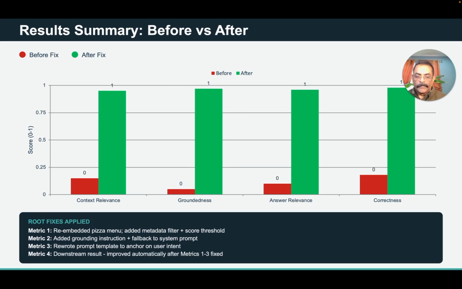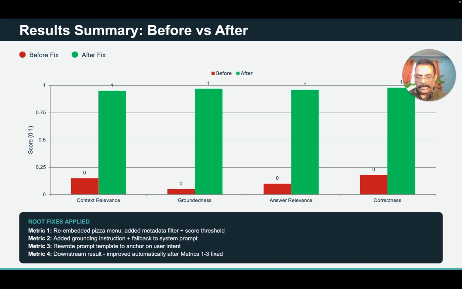So if you look at the re-embed menu here, right? Embedding is a big thing, right? Look for what the embedding size is, and then grounding instructions, fall back to the system prompt, and rewrite prompt templates, which again is the system prompt and intent. And then look for correctness, right?